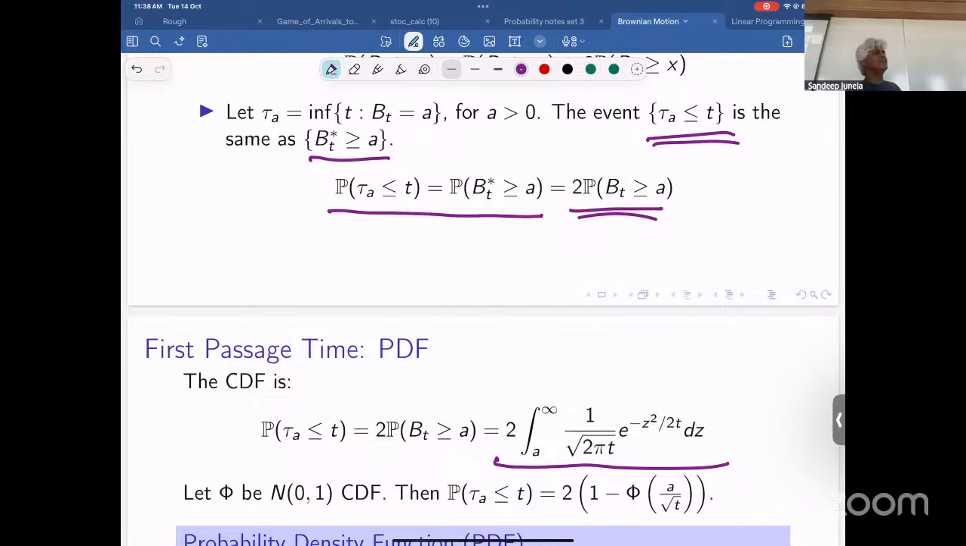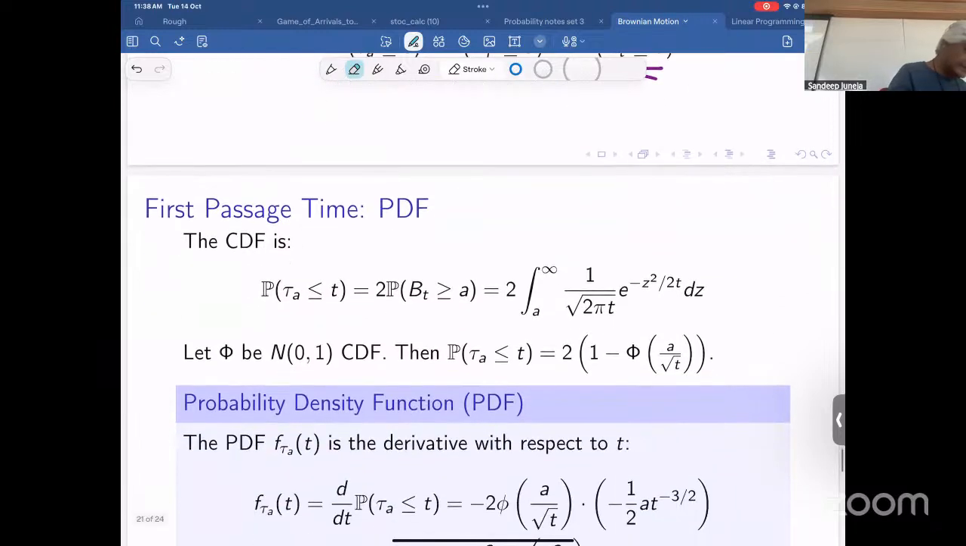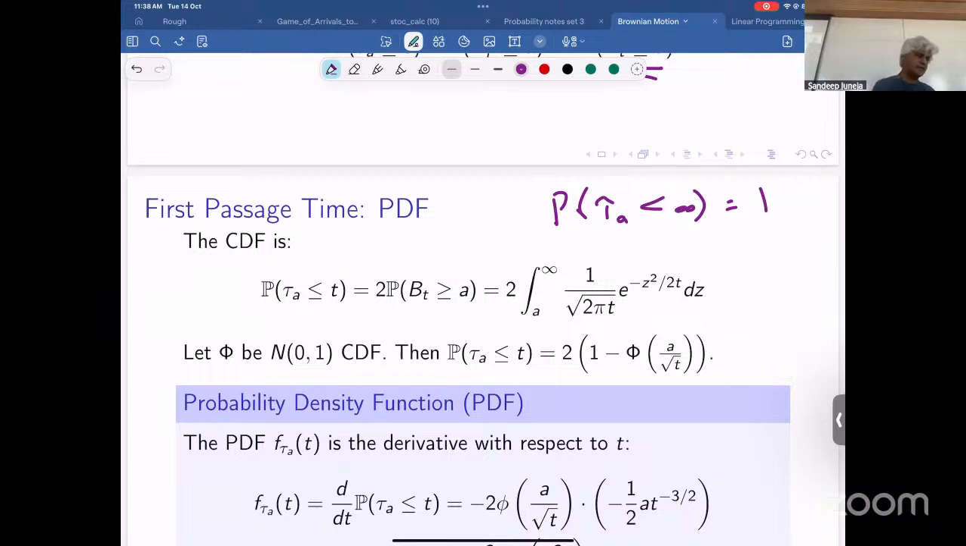I mean, it's continuous at the same. Yeah. But you should check that this probability here should go to 1, right? For this random variable tau a to be finite, the probability of tau a being less than infinity should be equal to 1 as t goes to infinity. Right? For it to be finite. So you have to check that as we let t go to infinity, this quantity is exactly equal to 1. How will you show this?